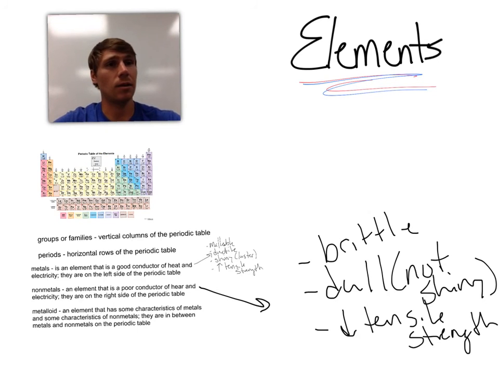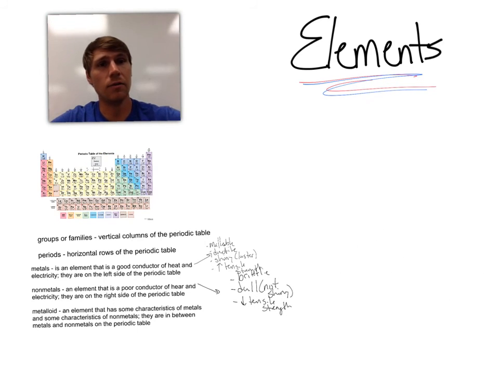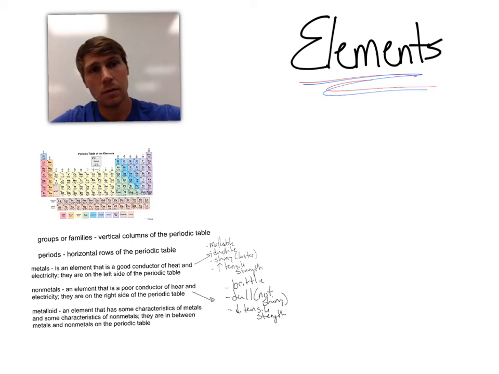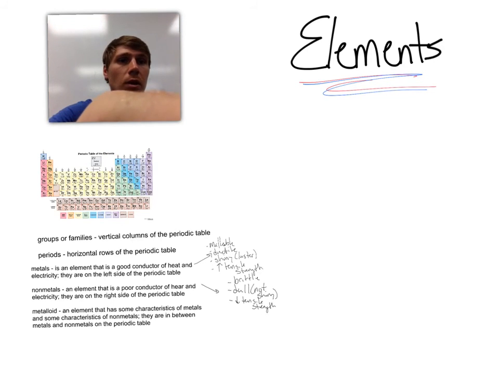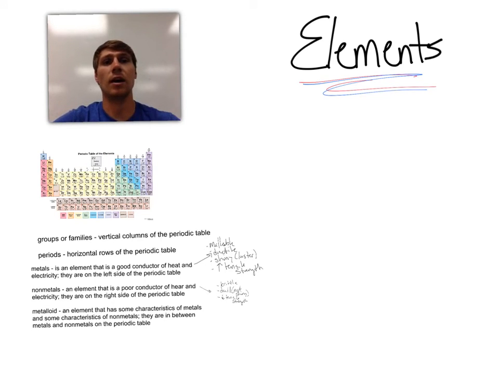And like we already talked about, metalloids are kind of a cross between the two, so they're going to have properties of both of those. I don't need to write that because it's just going to have properties of both. All right, so does that make sense?